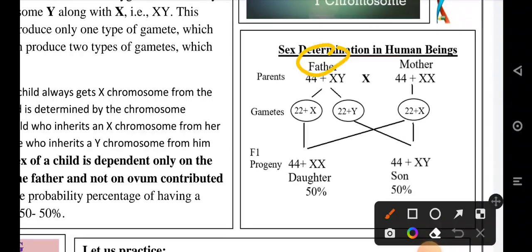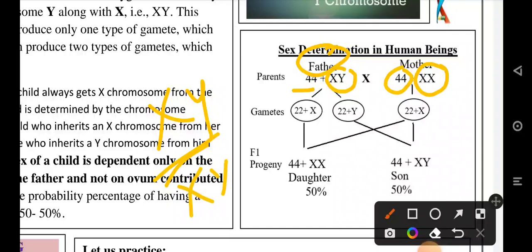Let's understand this chart. See, the father has 44 autosomes and one pair of sex chromosomes, that is X and Y. And in the case of the mother, 44 autosomes plus one pair of sex chromosomes, that is X and X. So during gamete formation, these get separated and halved: 44 will be halved into 22, plus one of the chromosomes, either X or Y. But the mother will have only an X chromosome in both cases, because she is homozygous in nature.